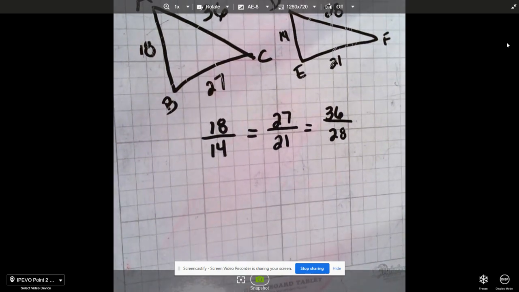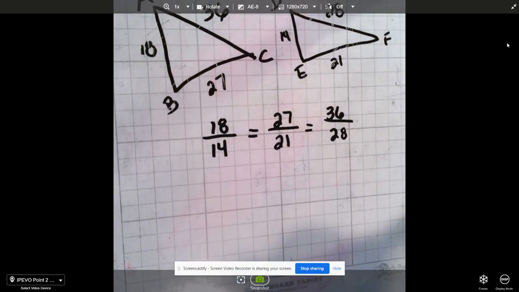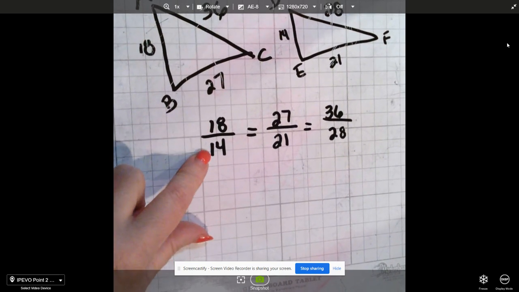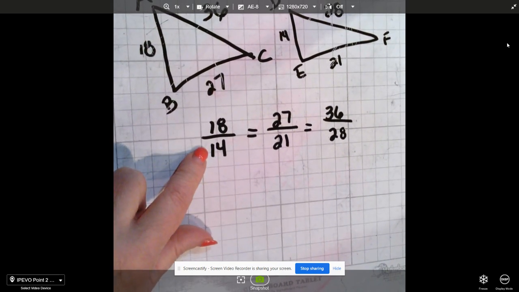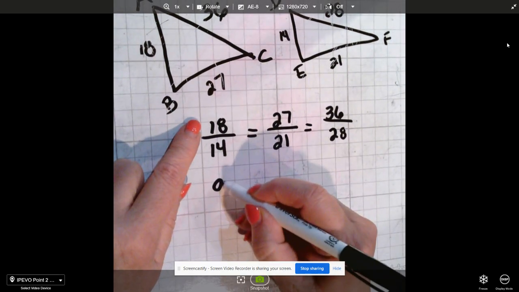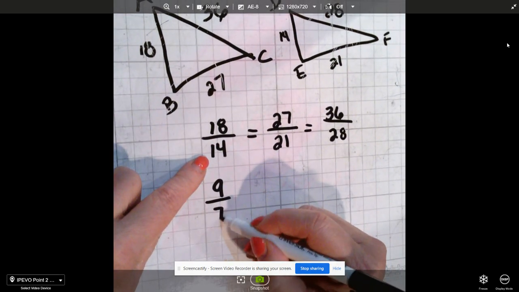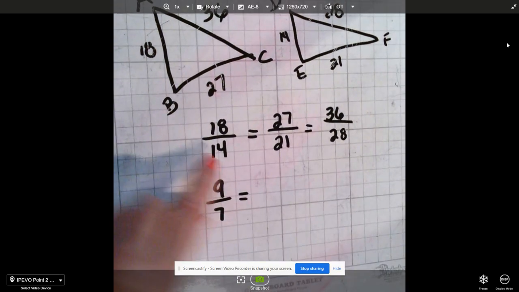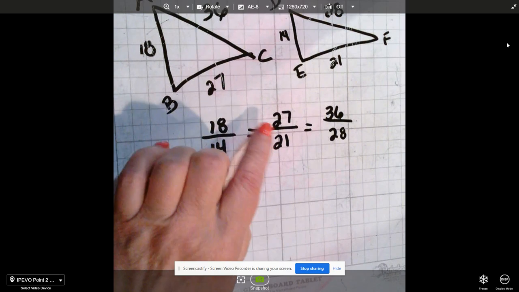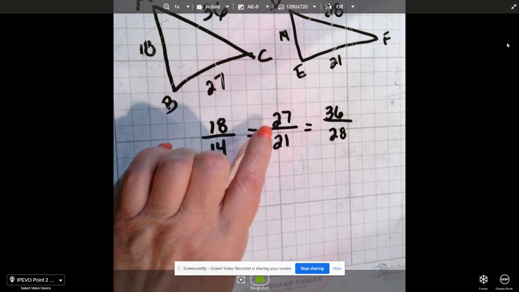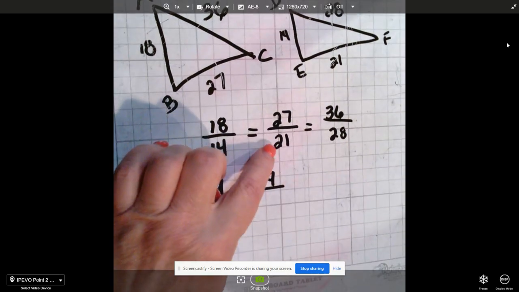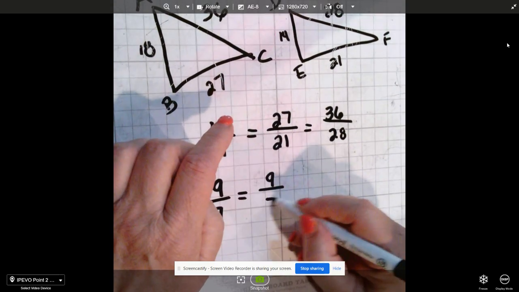But if you don't know how to use it, you can certainly either email me or just simply do it in your head. So I know 18 and 14, well, I can divide both of those numbers by 2. If I divide 18 by 2, I get 9. If I divide 14 by 2, I get 7. This fraction here, 27 and 21, I can divide both of those by 3. If I divide 27 by 3, I get 9. If I divide 21 by 3, I get 7.